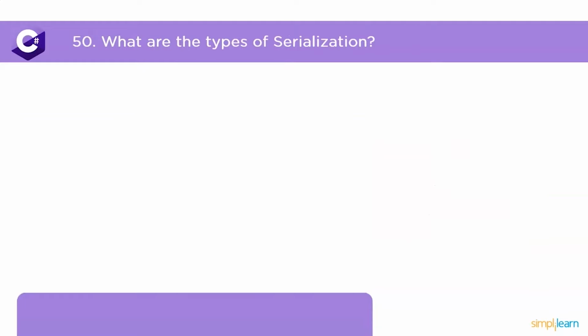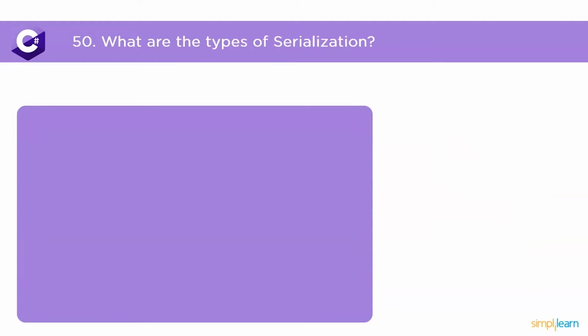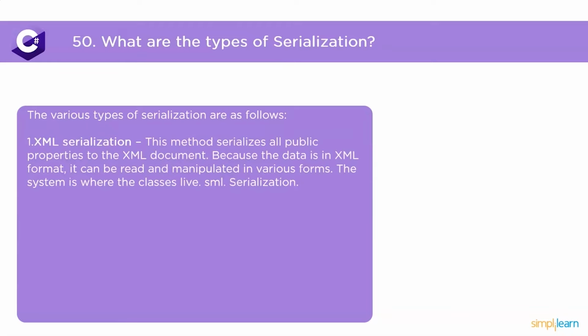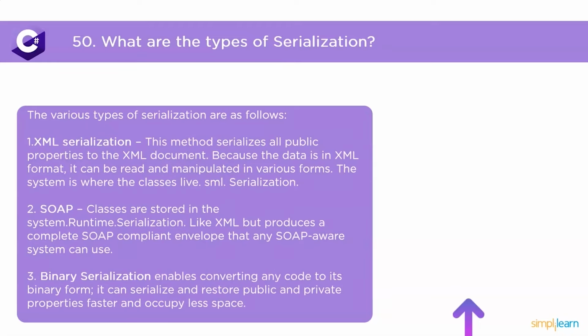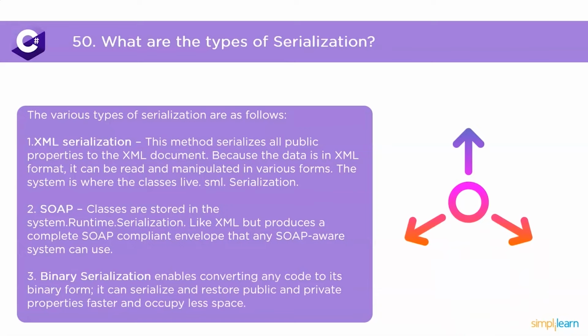Now the 50th question. What are the different types of serialization? Now there are various types of serialization which are as follows. The first type of serialization is the XML serialization, the second one is SOAP, and the third one is the binary serialization.